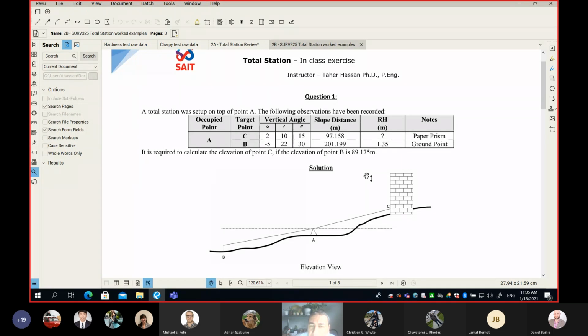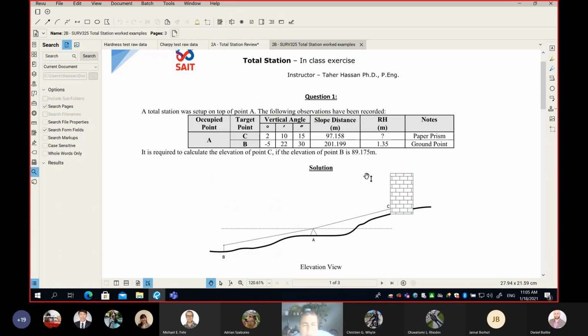And so this file is available on the D2L. Please take a note and ensure that you download this file from the D2L. Basically, it has two worked examples on total station, which will help you to solve your first assignment about total station review.